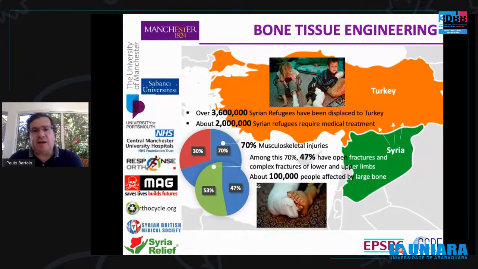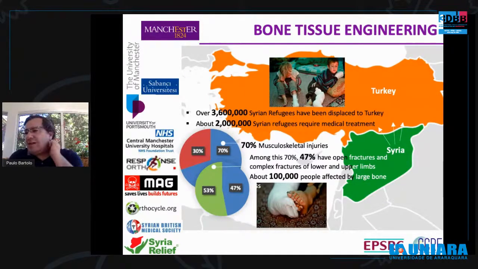So Turkey hosts around 4 million Syrian refugees, and at that time, half of them were requiring medical treatment. Among these 2 million, 70% of them presented musculoskeletal problems, 47% presenting open fractures and very complex fractures, and around 100,000 people were affected by large bone defects. And the only solution the doctors had was amputation.